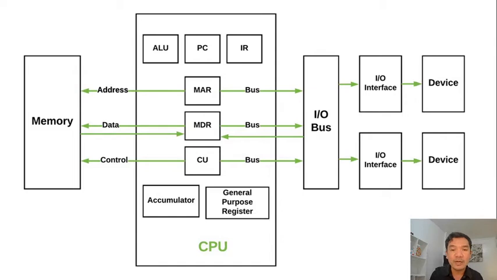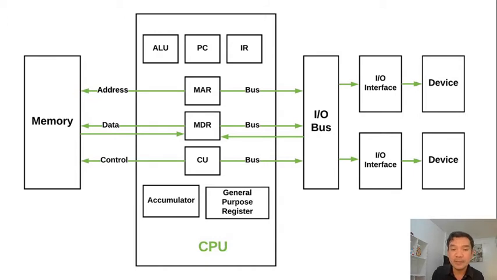So if you look at this one, we have the memory address register. This register contains the address of the instruction to be executed, and the memory data register contains the data at this point. And the control unit directs the memory address register and the data register to execute at the same time.